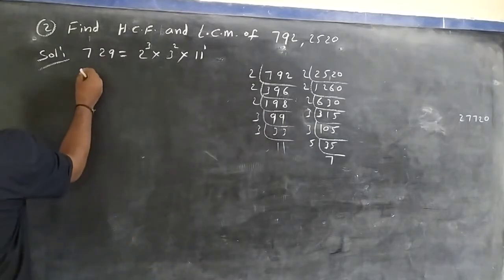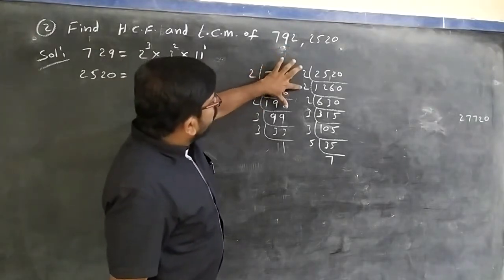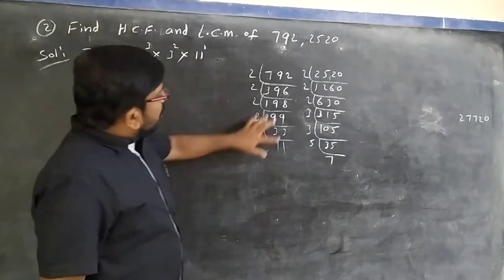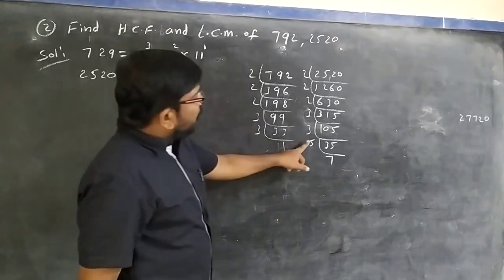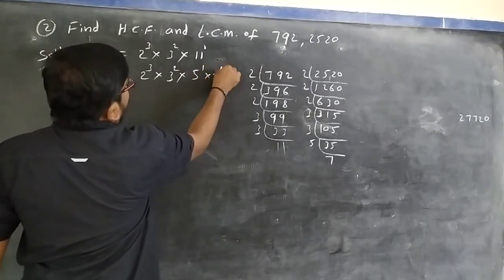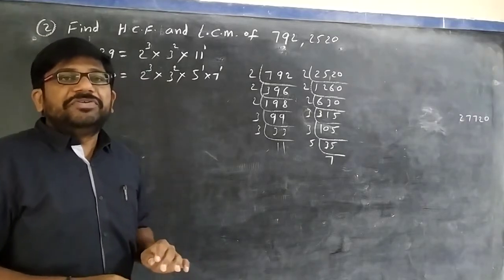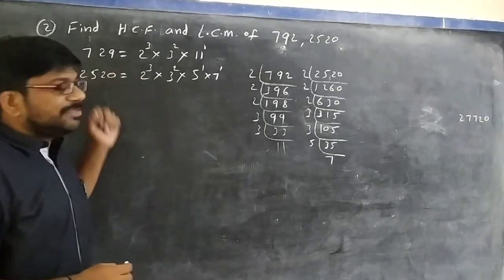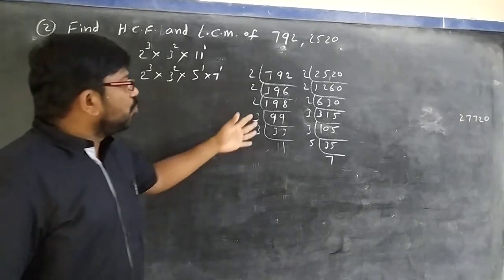So 2520 can be written as 2 cube into 3 square into 5 power 1 into 7 power 1. This is the first step. Before deciding the HCF and LCM of the given numbers, first we have to write like this. The given numbers we write as the product of prime numbers, through division like this.